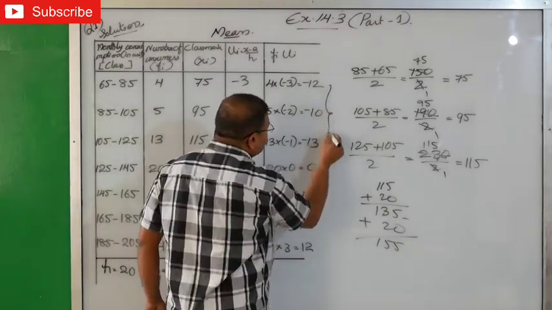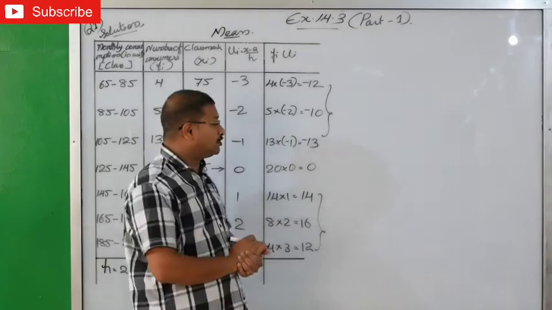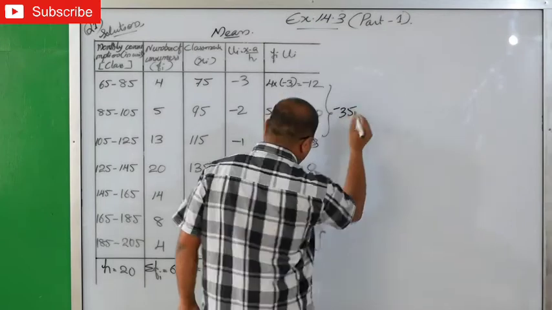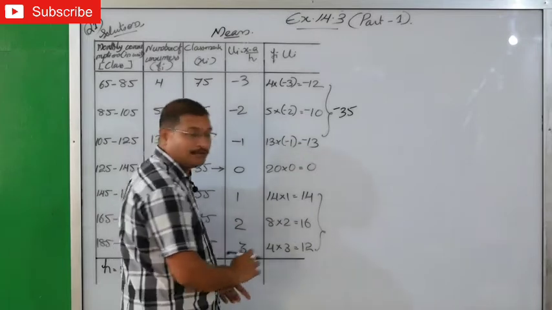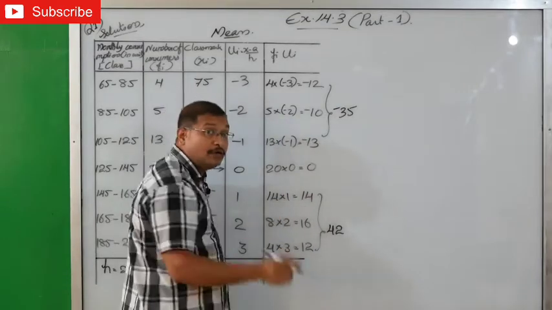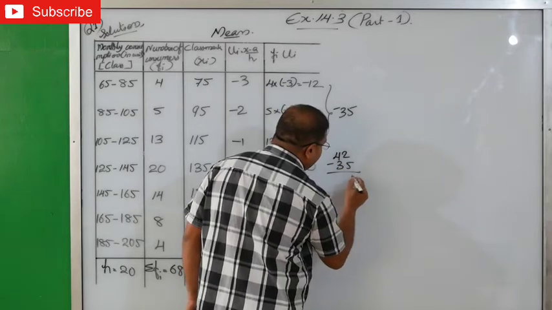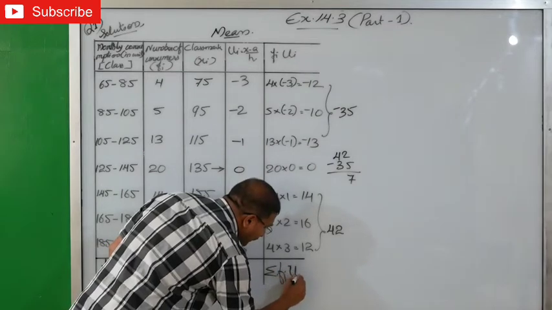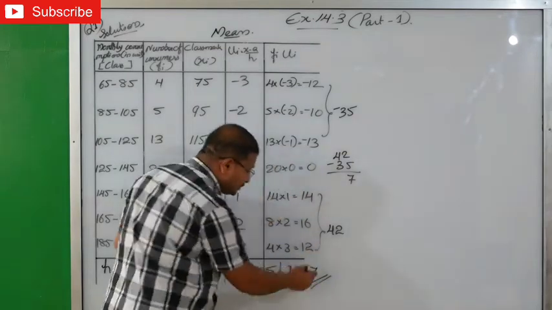Now what will you do? All the negative numbers we have to add, and all the positive numbers we have to add. Minus 12, minus 10, minus 13, that means how much will you get? 35, so minus 35. Here 14 plus 16, 30, plus 12, 42. All the positive numbers added together, negative numbers added together. Now what will you do? Plus and minus, so 42 minus 35. What will you get? 7. So we write sigma fi ui equals 7. Of course, the bigger number is positive, so the answer is plus.